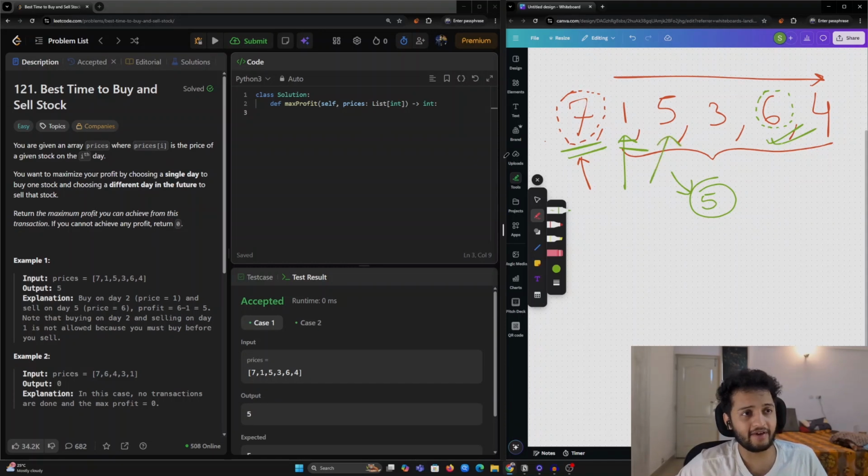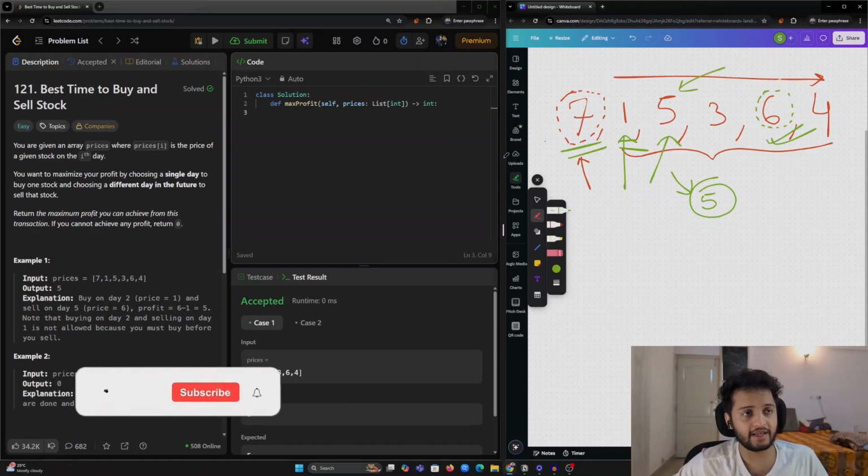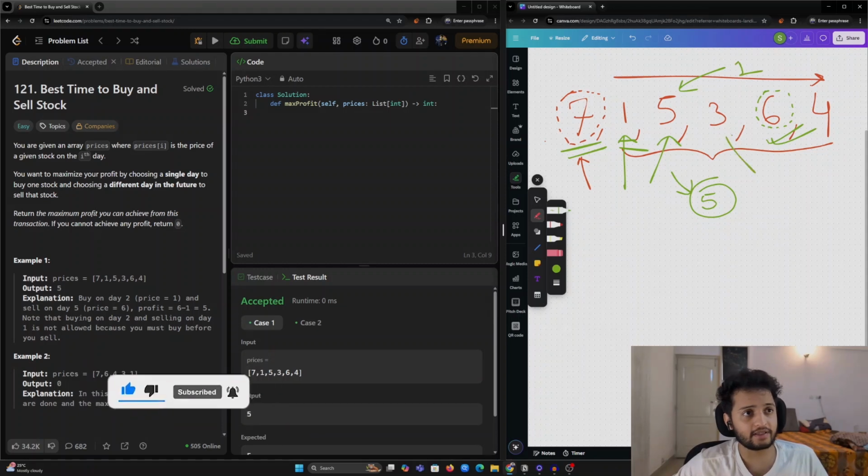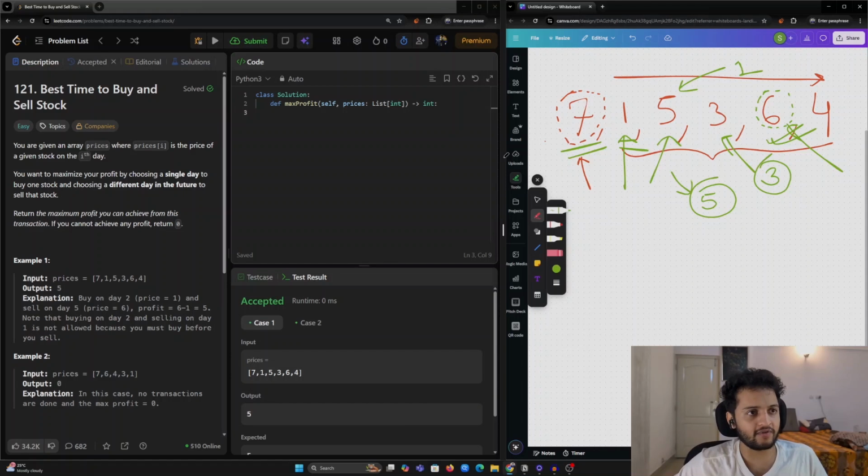And let's say you buy at 5, you again can make a profit of 1 by selling on this day at a price of 6. And similarly for this particular day at 3, you can get a profit of 3. But if you buy at 6, unfortunately, there are no prices which are more than 6 in the future, so you won't be able to make a profit. So ultimately, what we want to calculate is that you make a maximum profit of 5.